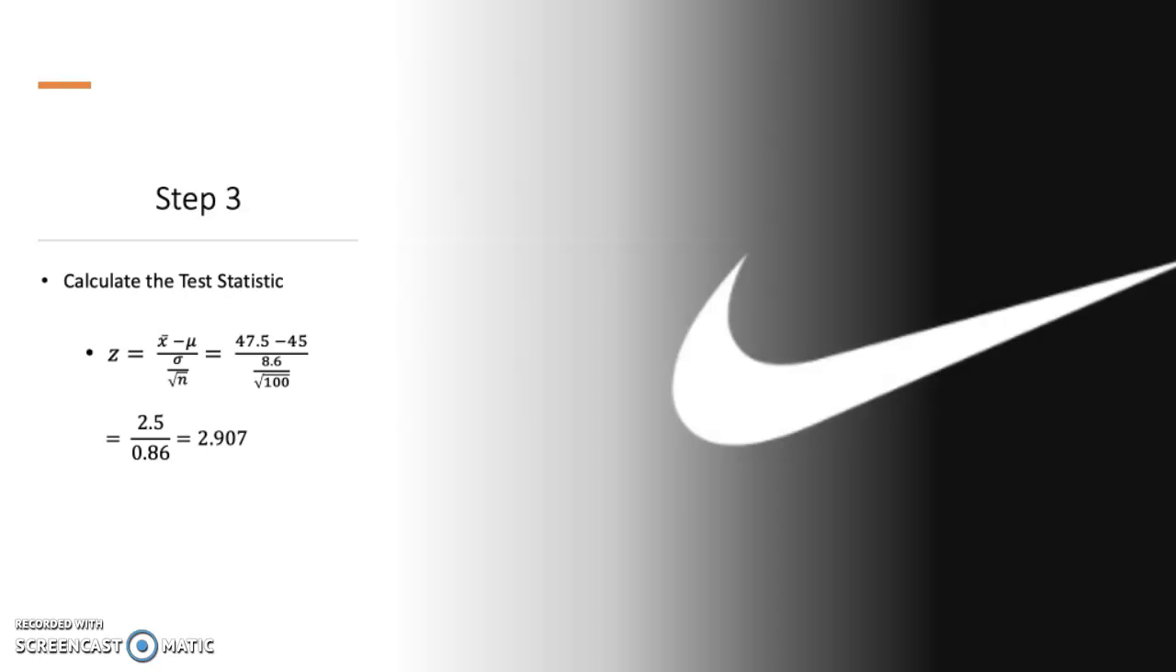This leads into step 3, calculating our actual test statistic. We take the z-score formula, which is x bar, 47.5 hours, minus mu, 45 hours, divided by the standard deviation of 8.6 hours, divided by the square root of the number of pairs of shoes, which is 100. When we calculate that, we get 2.5 divided by 0.86, which equals a z-score of 2.907, or 2.91 rounded. Keep in mind, if the z-score is greater than 1.645, which is the z-score for an alpha level of 95%, we would reject the null and accept the HA.